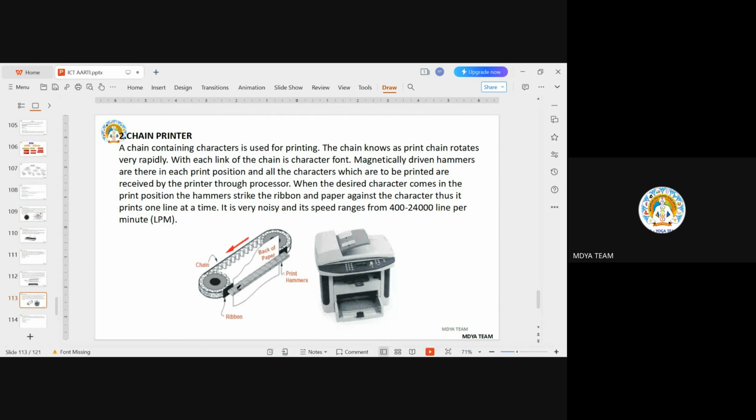Magnetically driven hammers are there in each print position. All the characters which are to be printed are received by the printer through the processor. As we know, the processor gives a command to the printer to print the text. When the desired character comes in the print position, the hammers strike the ribbon. The same mechanism is used. It prints one line at a time. It is very noisy. So please note down, the chain printer is very noisy as compared to the drum printer. Its speed is 4,000 to 24,000 lines per minute.